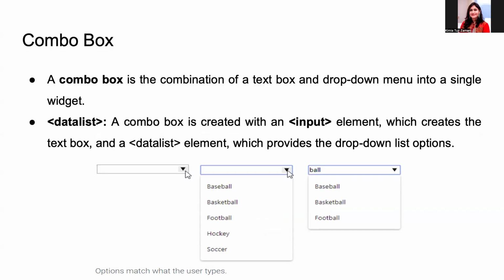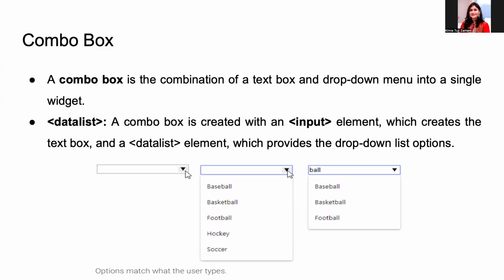Now let's talk about the combo box, which is a special kind of form widget. A combo box combines a text box and a drop-down menu in a single widget. This gives users two options. They can either type directly into the box or select from a predefined list of choices. The combo box is created using the input element along with a datalist element. Here the input provides the text box where the users can type, and the datalist provides the list of options that the user can choose from. Together, they create a flexible widget.